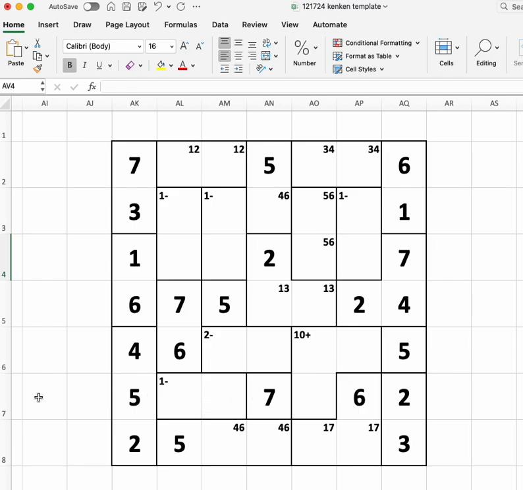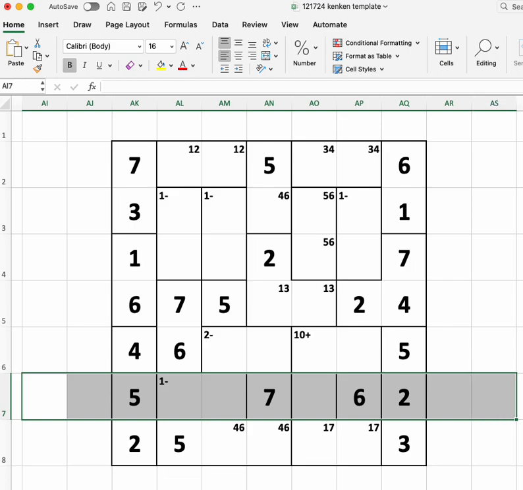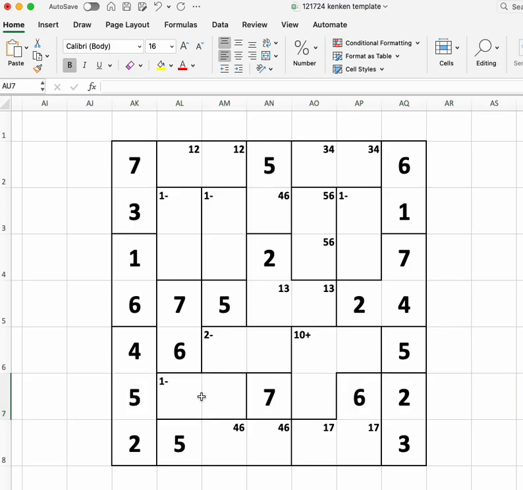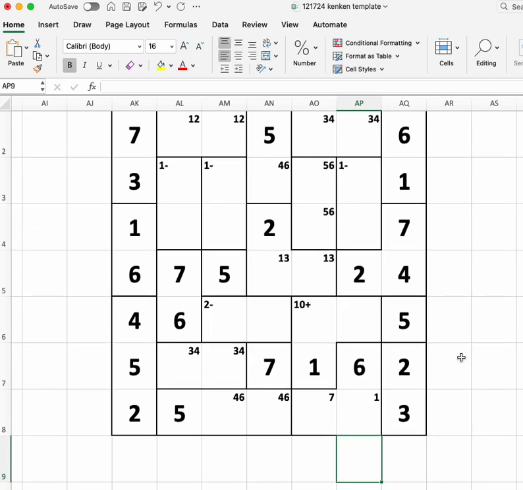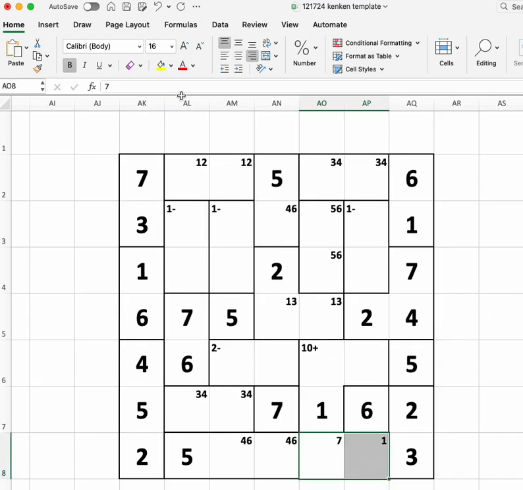Okay, in this row, we're missing a 1, a 3, and a 4, and we need 2 numbers next to each other for those. So this is going to be 3, 4, and this is our 1 for real. And that means this 1 makes this our 7, and this is our 1, and those are locked in.